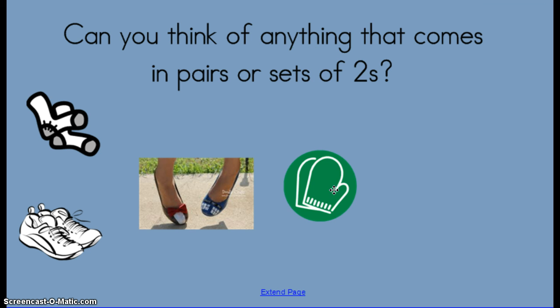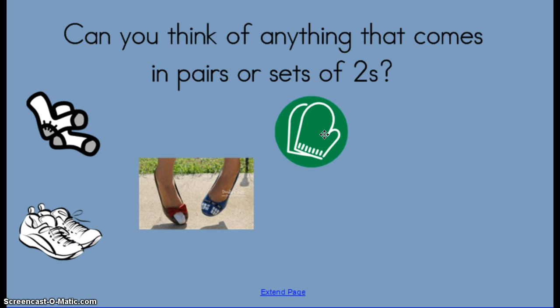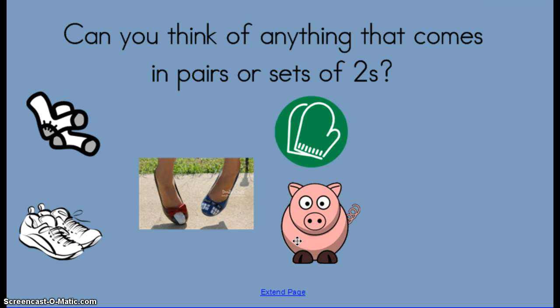Another example would be mittens. Again, you buy these as a pair, meaning 2 at a time. Look at this pig. What do you see 2 of on this pig? You should see 2 eyes and 2 ears.